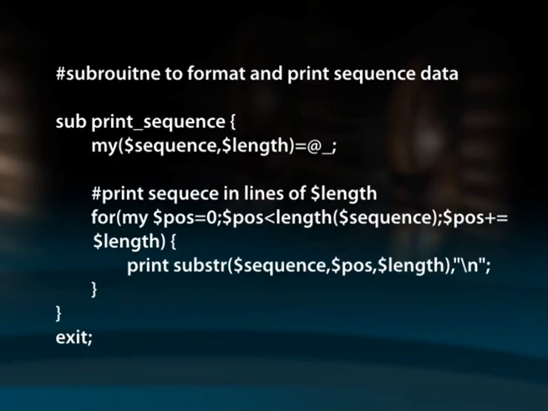Now the subroutine to format and print sequence data is specified with the print_sequence subroutine. Here the arguments are initialized to the variables $sequence and $length. Now we print the sequence in lines of $length. The for loop is specified as for my $pos initialized to 0, $pos less than length of $sequence, and $pos plus equals $length. Now print substring of $sequence, $pos, $length, then a newline.